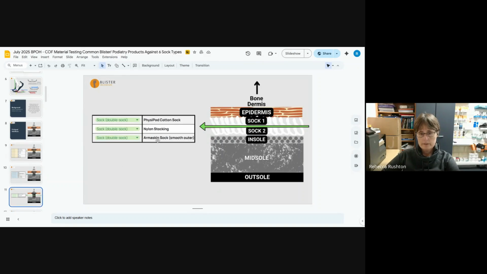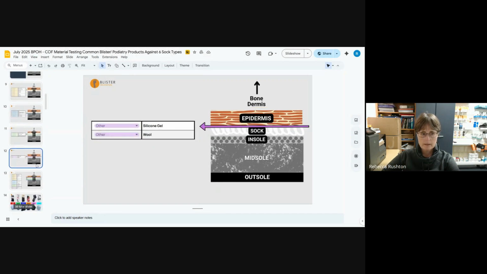And I tested 3 sock conditions. Sorry, 3 double sock conditions. So we've got 6 test socks against these 3 socks, which are going to mean that we're testing double socks. So I used a cotton sock, a nylon stocking, and an armor skin sock. And then a couple of random things. Silicone gel, we use that a lot, and you'll find that that has a very high coefficient of friction. And I'll talk about that a bit more later.